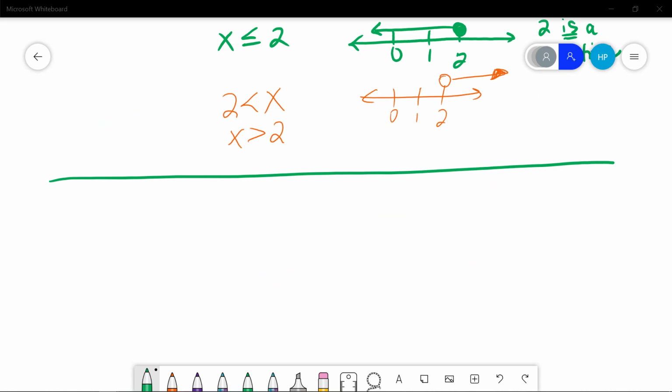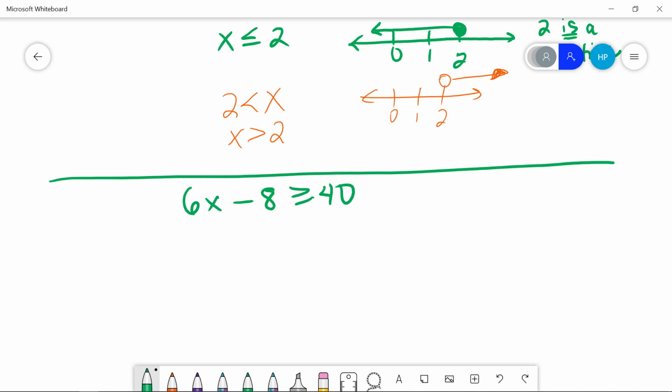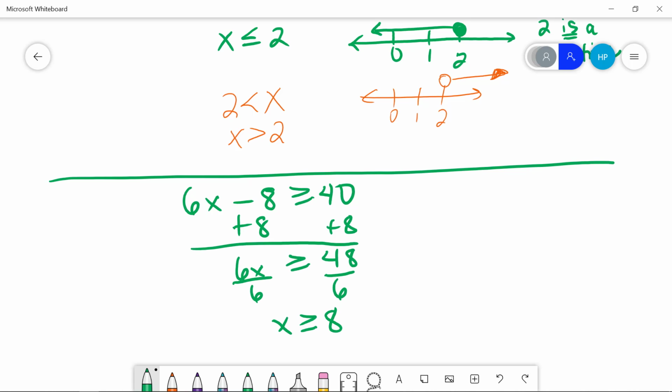A lot of inequalities solve just like we solved equations. So for this one, it's going to be just like a two-step equation. We'll add 8 to both sides and then divide by 6. So anything that is bigger than or equal to 8 should make this inequality true.